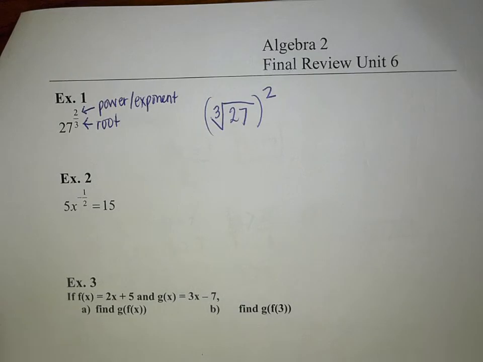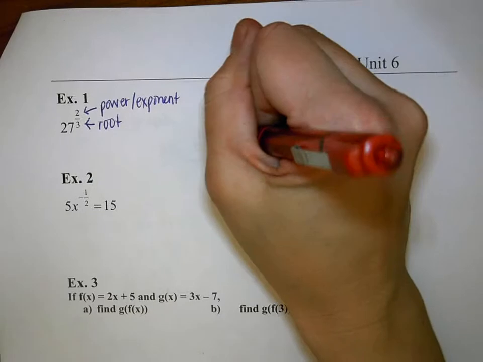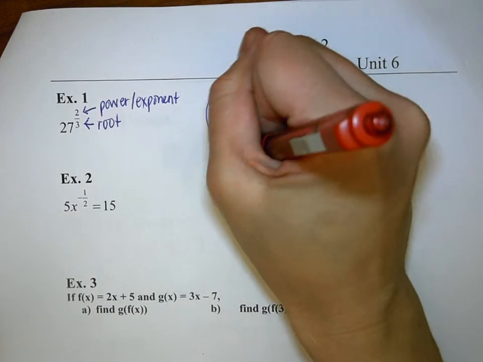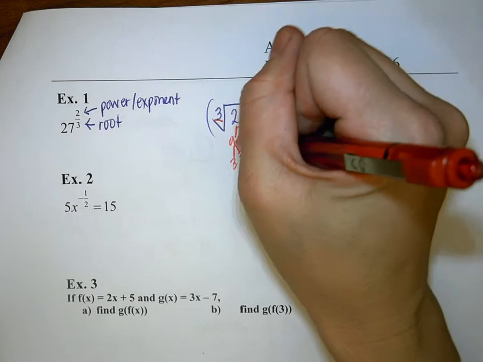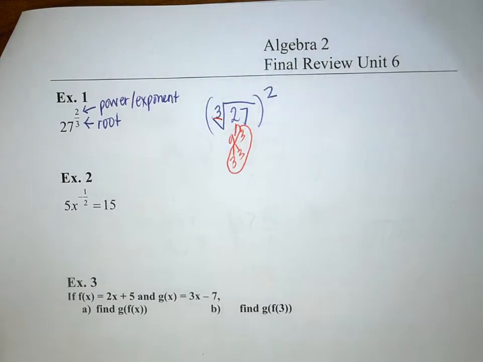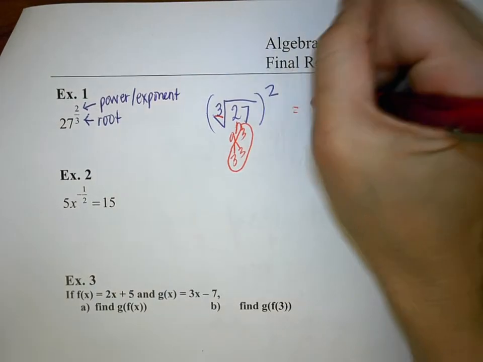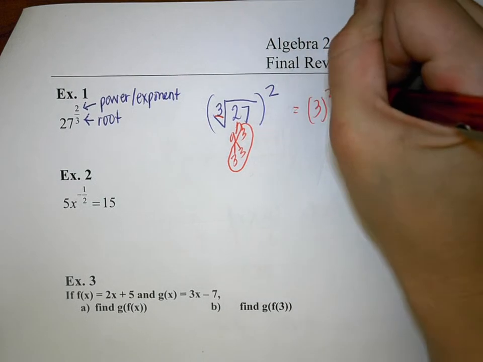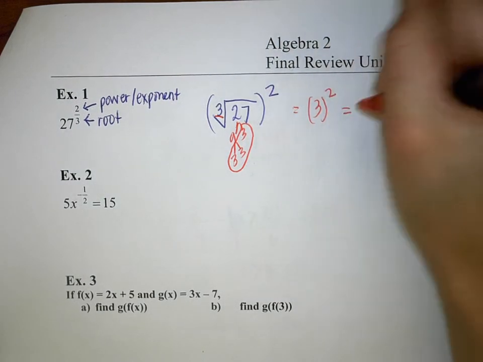Cubed root of 27, can I break that down? Yes. 27 breaks down to 9 and 3. 9 is 3 and 3. So I need 3 for a group. So I have exactly 3 3s. So this makes 3 squared, and 3 squared is 9.